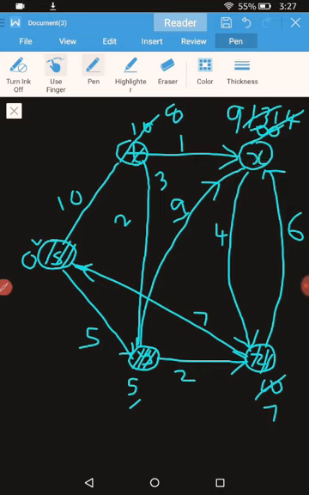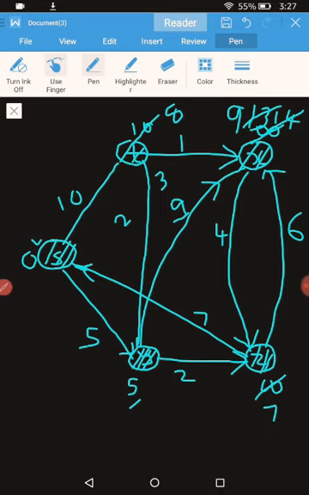That relax procedure is over. Then again extract min. Only one vertex is remaining, our x vertex, so we extract it. There is no unvisited adjacent vertex for relaxing, so the problem is finished. Finally we get the final values as the shortest distance to each of the vertices.